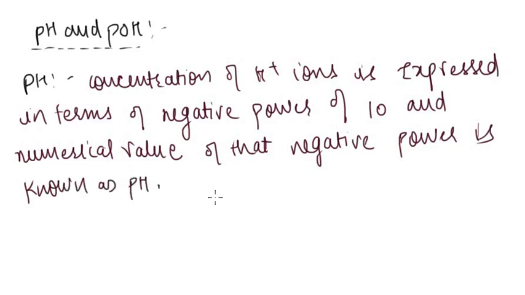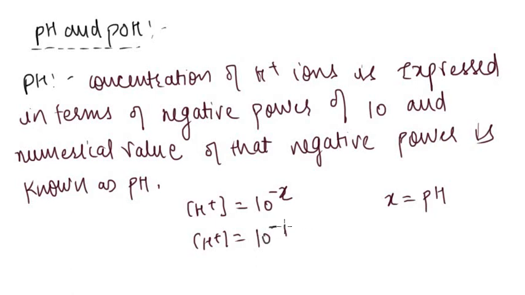What does it mean? It means, let's say, the concentration of H plus is 10 raised to the power minus X. So here X is pH. Whenever the hydrogen concentration in a particular solution is expressed like 10 to the power negative of something, that something is known as the pH, right? So H plus is 10 raised to the power negative of pH.